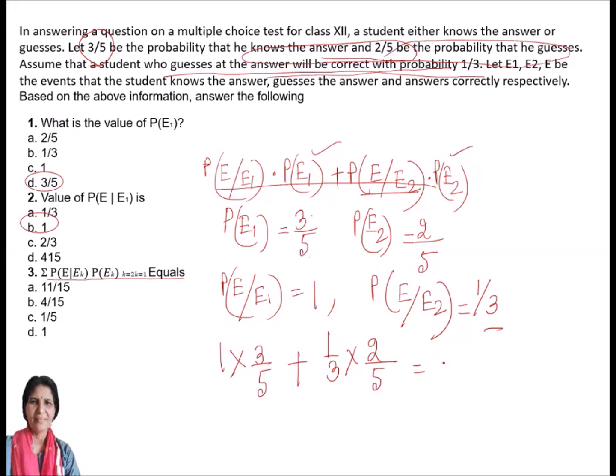So it will be 3 by 5 plus 2 by 15. With 15 as the LCM, it will be 9 plus 2, 11 by 15. So A is the answer for this question. Next.